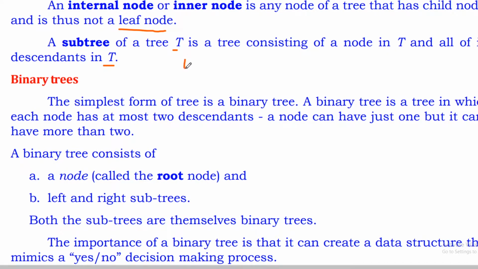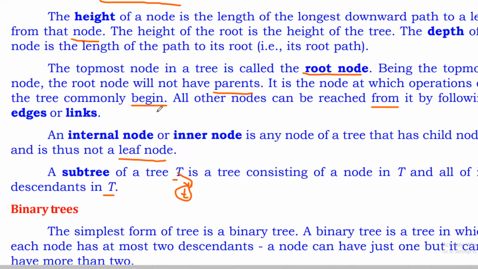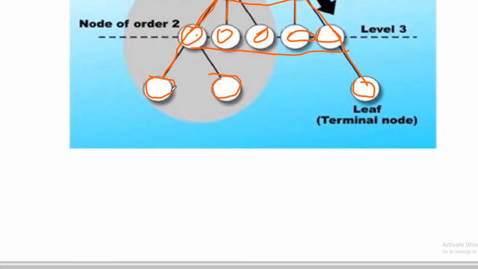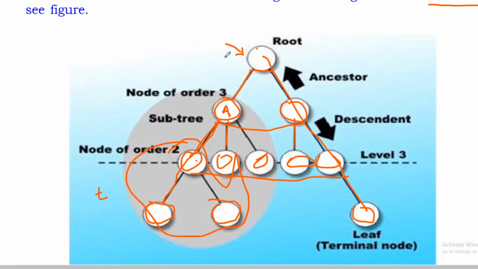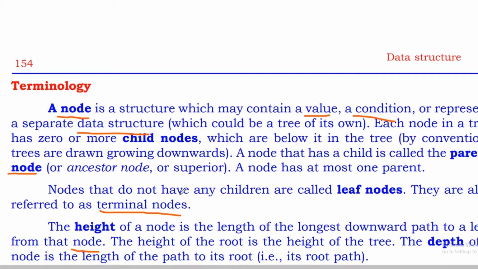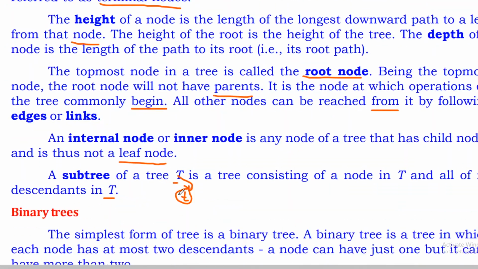So a small t is a subtree of T when all the nodes of this tree are descendants from the capital T. That is why this tree is called a subtree. That's a simple example. If you take only these three nodes, this is definitely going to be a subtree if the whole tree is capital T. It is a descendant of the main tree. That is what we call a subtree. Any number of subtrees can exist in a given tree.